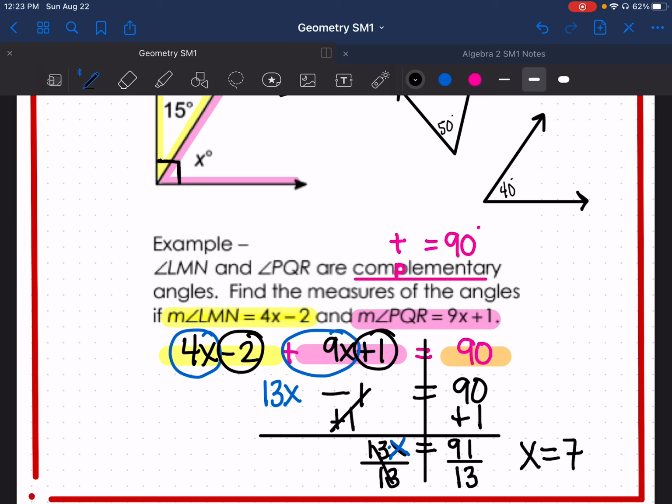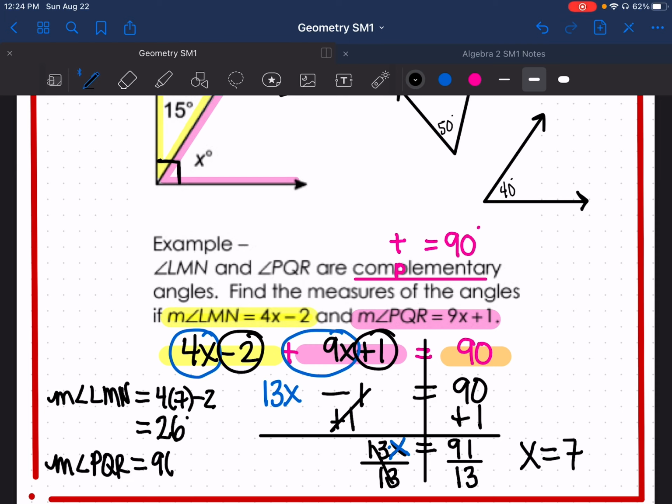If I go back and plug it in, the measure of angle LMN is 4 times 7 minus 2, which is 26 degrees. And the measure of angle PQR would be 9 times 7 plus 1, which is 64 degrees. I was like, no, that's 62, because 9 times 7 is 63. There we go, there's our answer right there.